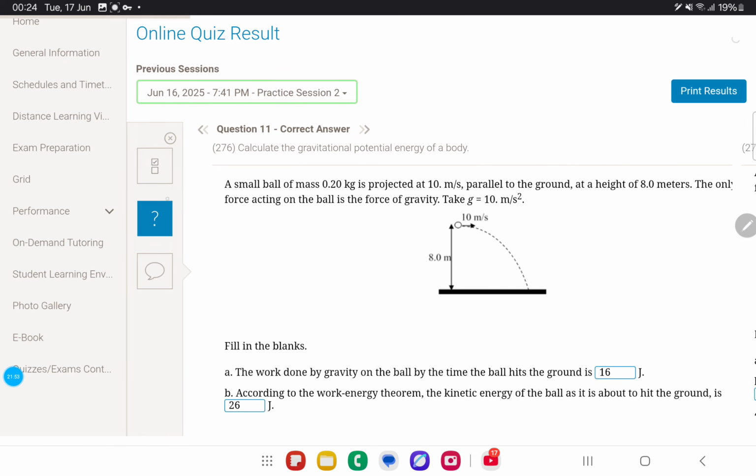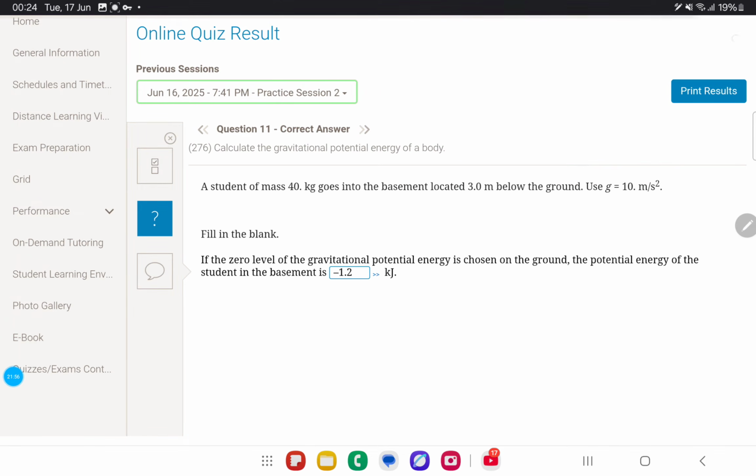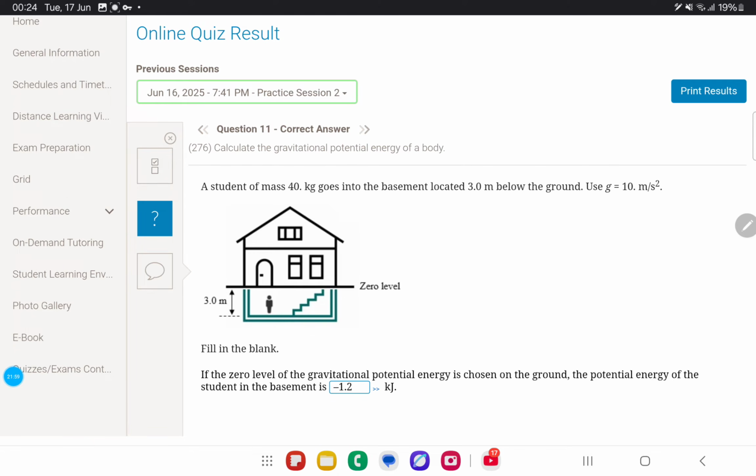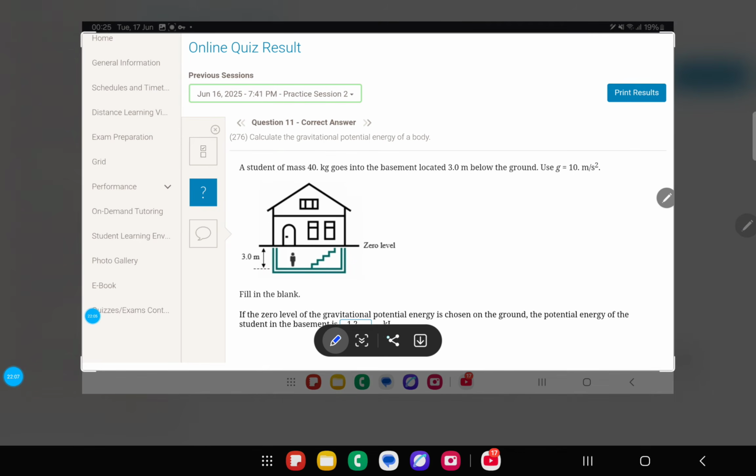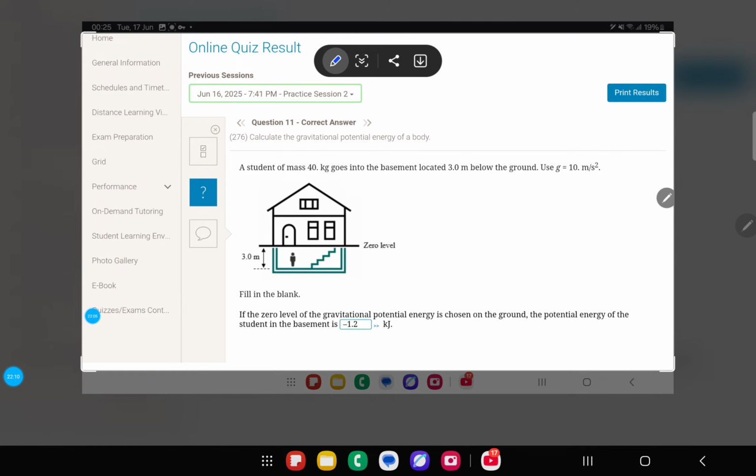Okay, that's it for question 10. Now moving on to question 11. A student of mass 40 kilograms goes into the basement located 3 meters below the ground. Use g equals 10 meters per second squared. Whenever you solve gravitational potential energy questions, there always needs to be a reference, a zero level, which is this one. A reference is where the gravitational potential energy is 0. So we got the reference. Now they're asking what's the GPE of the person under the 0 level. So what we're gonna do? We're gonna use mgh, right?